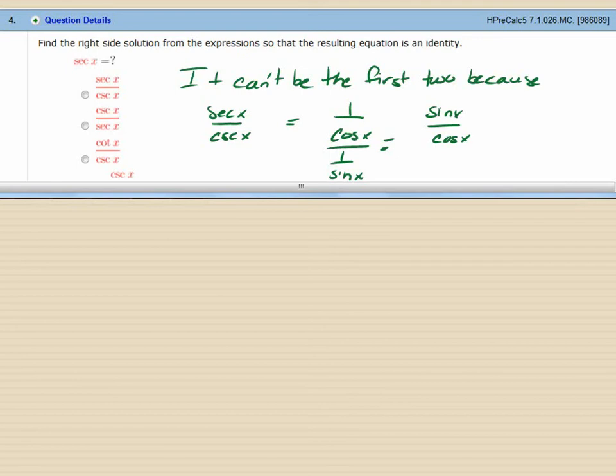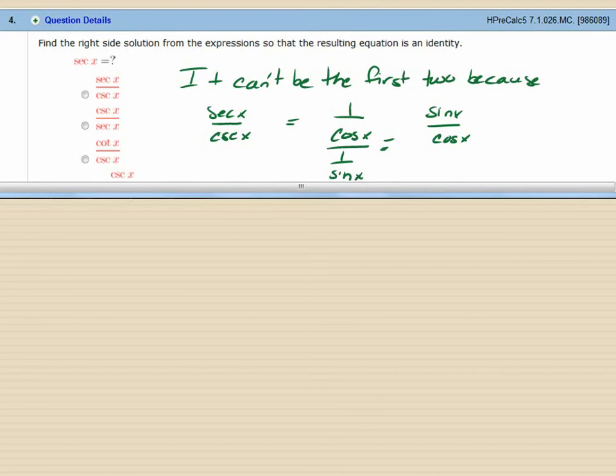Secant x is 1 over cosine. The way I remember it is secant starts with an s, so it's the opposite of what I think, because whatever the opposite of what I think is always going to be right. So secant is really 1 over cosine, and cosecant is 1 over sine. So I replace the secant with a 1 over cosine, and I replace the cosecant with a 1 over sine.